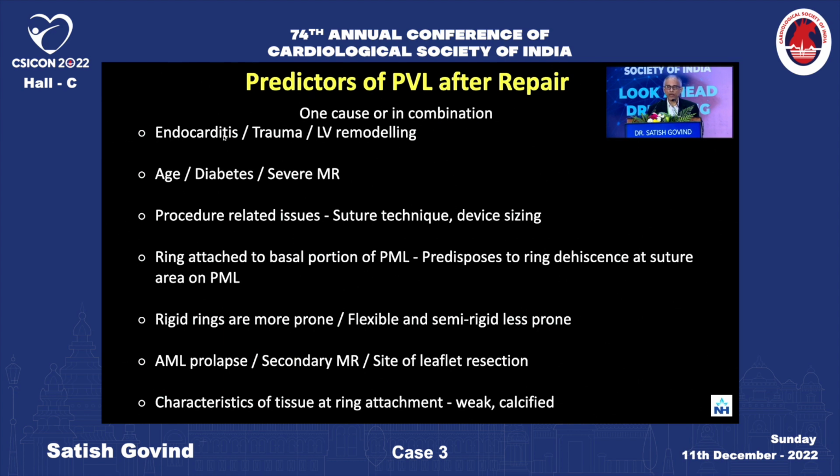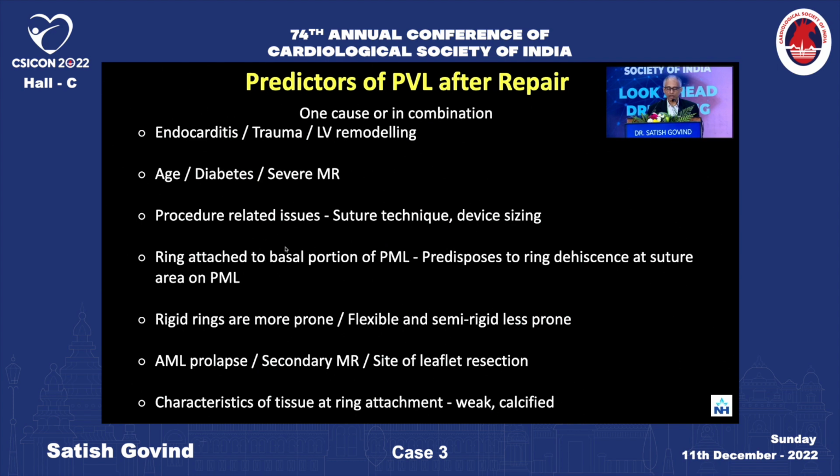So it can be due to endocarditis, it can be trauma, a little unusual, and then of course LV remodeling can also affect it, again based on how the surgical placement has been made, and age, diabetes, and severe MR also have their impact. Also procedure-related issues: how the surgeon uses the suture technique, and device sizing. If it is undersized, it's a problem. And also where they put the ring.